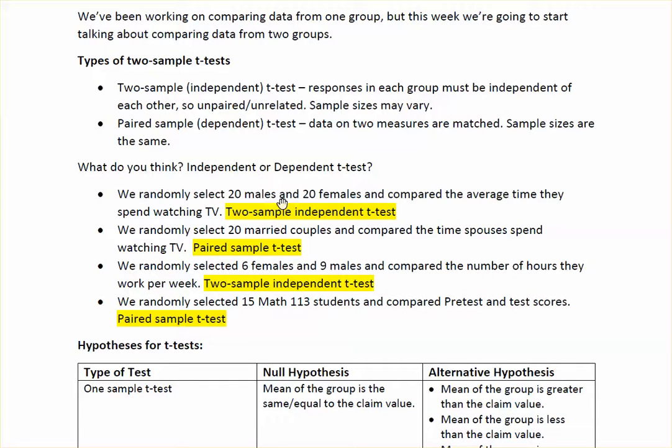We randomly selected 20 males and 20 females, and compared the average time they spend watching TV. Well, you might think, because we've got 20 and 20, oh, the sample sizes are the same, it must be paired. No, because the data isn't actually matched. We didn't match the men and women on any actual measure. So even though there are the same number of men and women, this is kind of a trick question, because it's actually a two-sample independent t-test. Technically there's no relationship between these men and women other than there happening to be 20 men and 20 women in the sample. So it is a two-sample independent t-test.